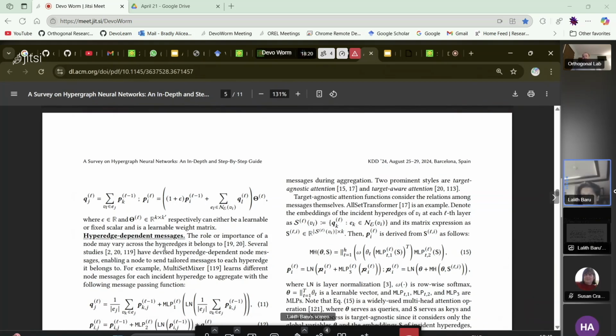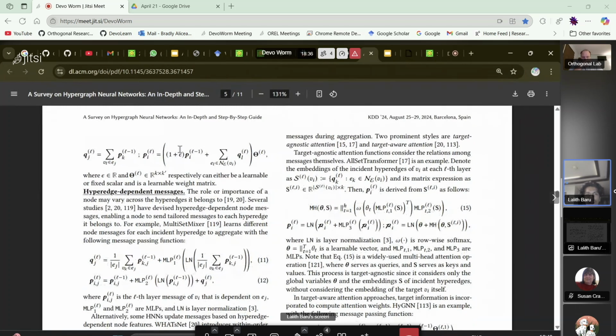Then there are hyperedge dependent messages. Each edge carries a different layer of information, and this is not given to each and every node in a fixed or uniform fashion. They use an MLP, as we see here. The main use of the MLP here is to transform, suppose we have one hyperedge and 10 hypernodes, and it's uniformly distributed in the previous case. But in this case, it distributes based upon a certain weighting mechanism.